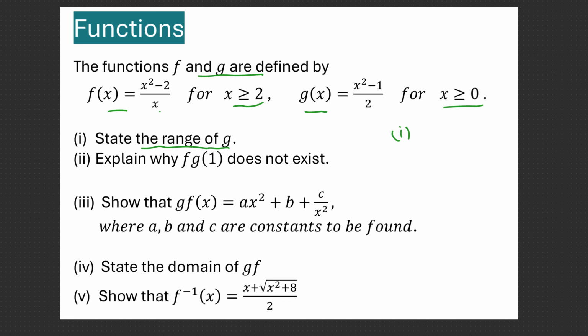So for part 1, if I put in x is 0, g is 0 minus 1 over 2, that is minus half, which means the minimum value of g would be minus half. So I'm going to write here that g of x is greater than or equal to minus half. So that is the answer.